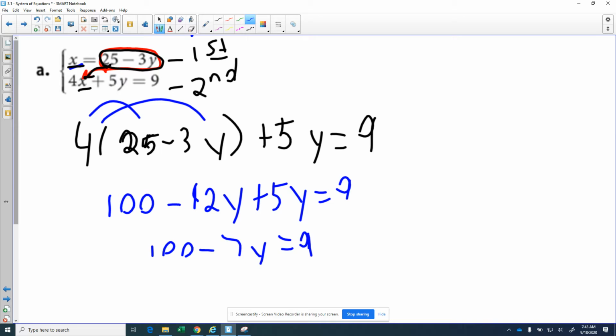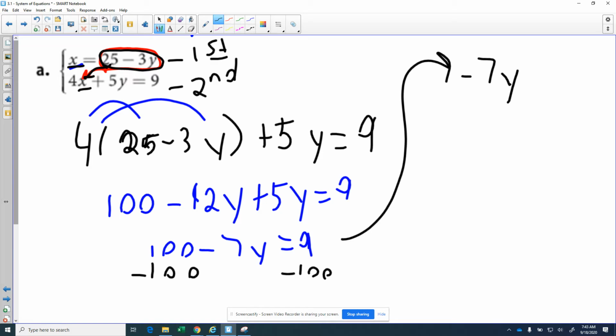From there, we're going to subtract the 100 over. We have a positive 100 here, so we're going to subtract it over to the other side. This would give me negative 7y is equal to negative 91. And then for our last step, all we have to do is get rid of that negative 7. We can do this using division. Divide by negative 7. This would give me y equals, and then 91 divided by 7.